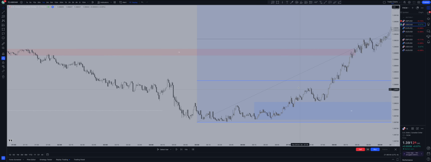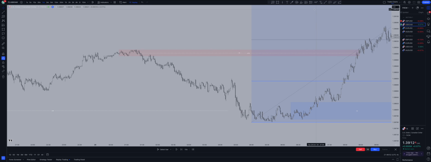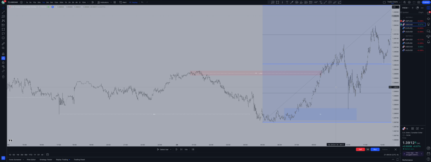So price came in. Last point of inducement was right in here. Price did manage to take it. I, however, would not have been looking to go short here, even though the R was great.